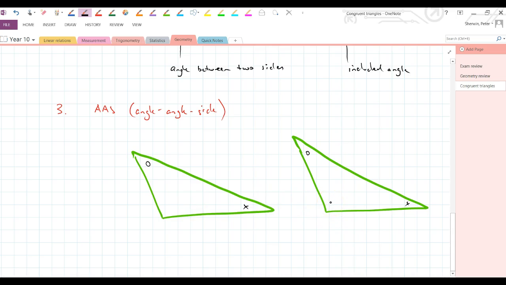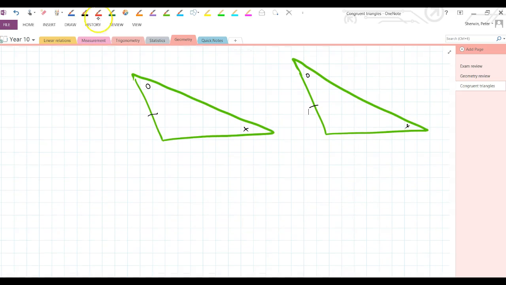But just because 3 pairs of corresponding angles are equal does not mean we've got congruent triangles, because one could be just a reduction or an enlargement of the other, in which case they're similar triangles. We'll come to that later in this chapter. But no, we need 1 pair of corresponding sides to be equal as well. Now, if I've got that information, that means these 2 triangles have to be congruent. 2 angles and a corresponding side equal.